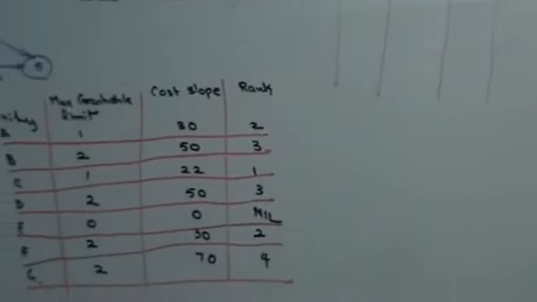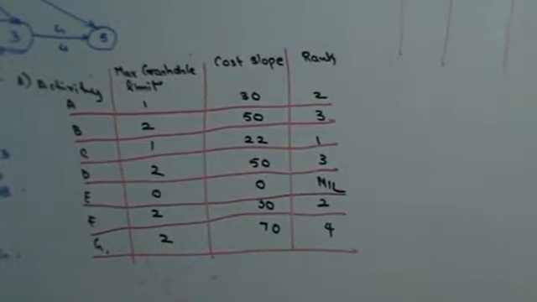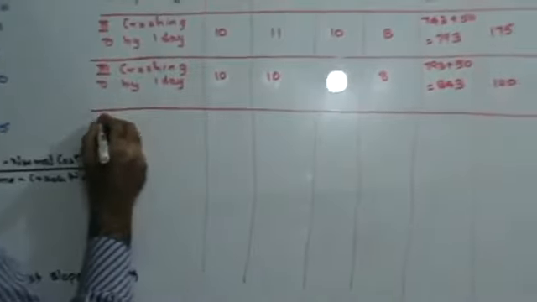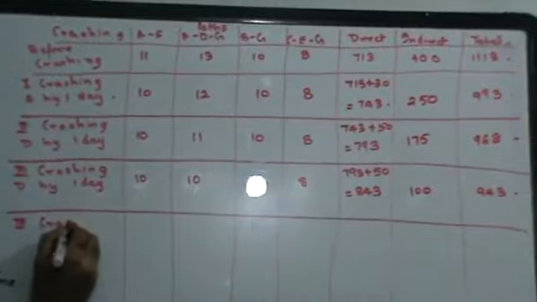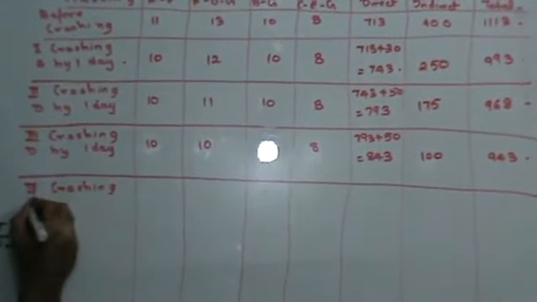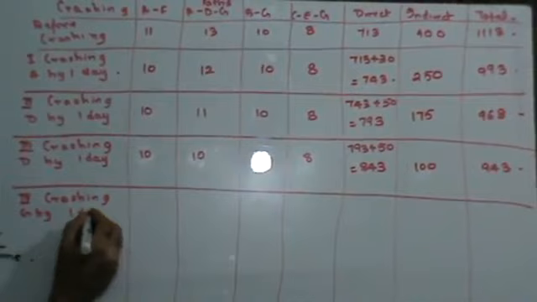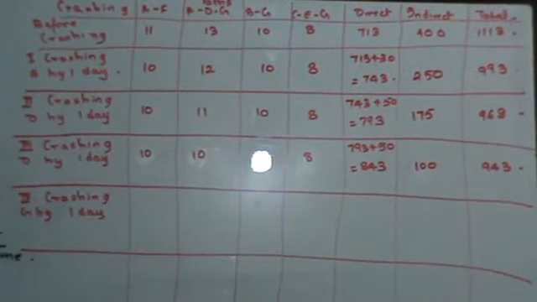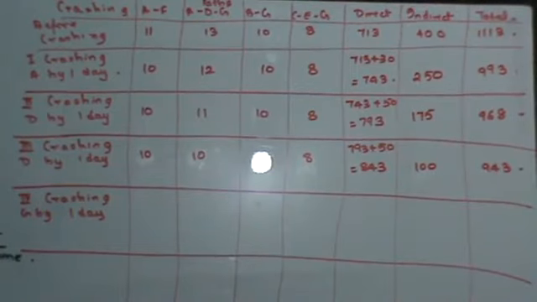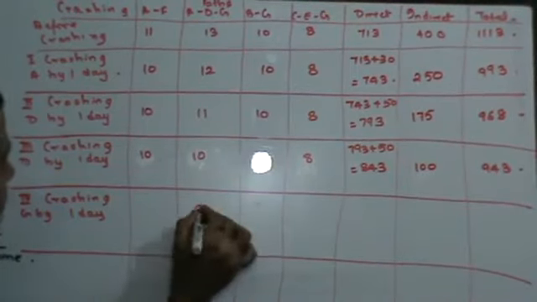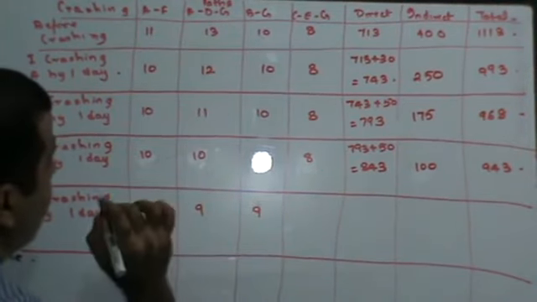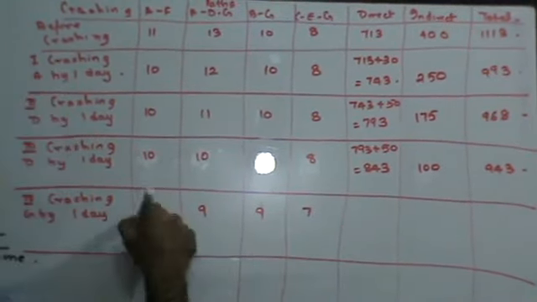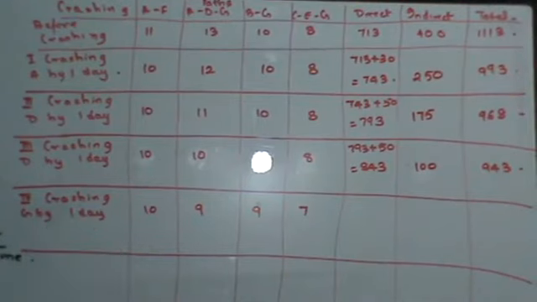Now things become interesting. The next thing that I need to crash is G, right? Now, the fourth crashing is going to be G by 1 day. Right? Now let's see this. If I crash G by 1 day, this will become 9, this will become 9, this will become 7, but this will remain 10. The first path AF will remain 10.